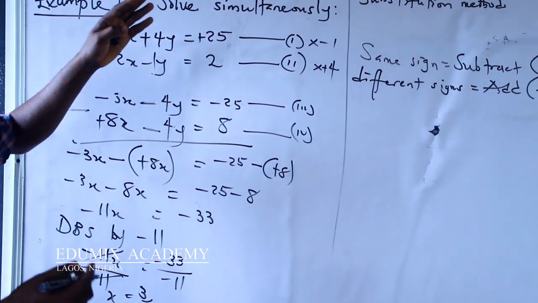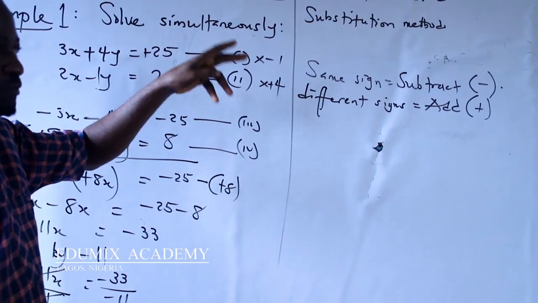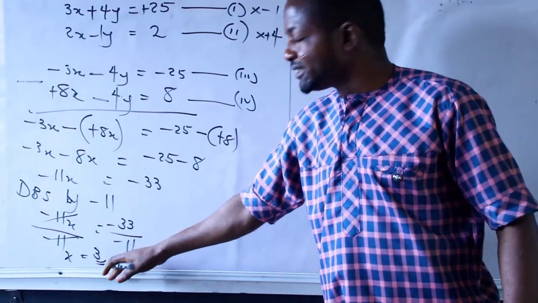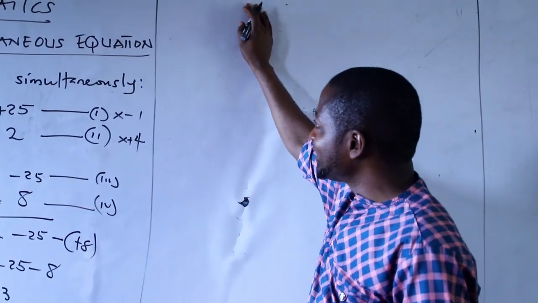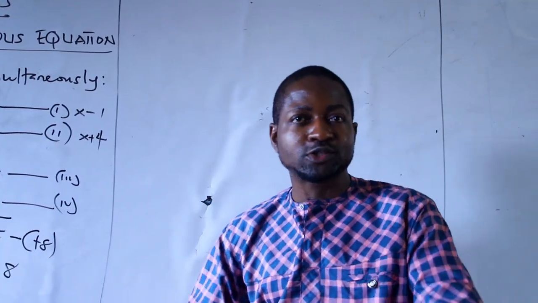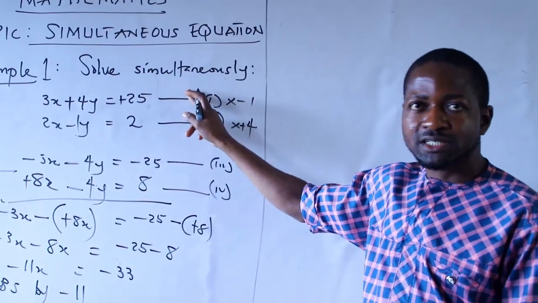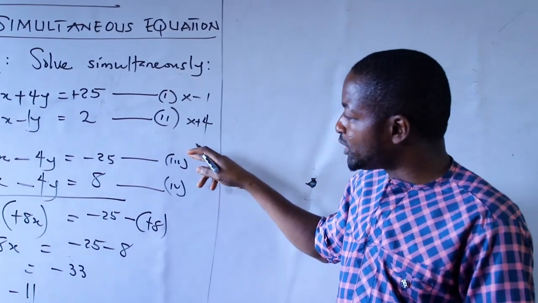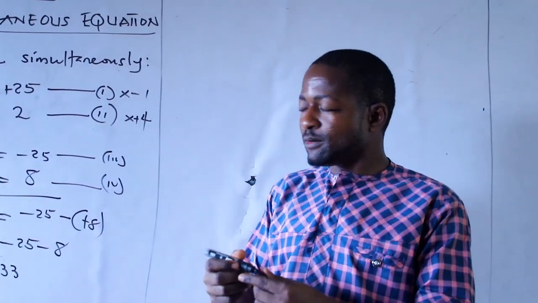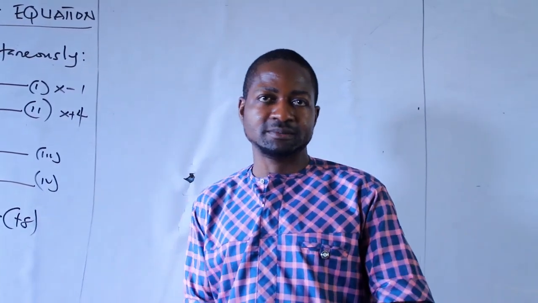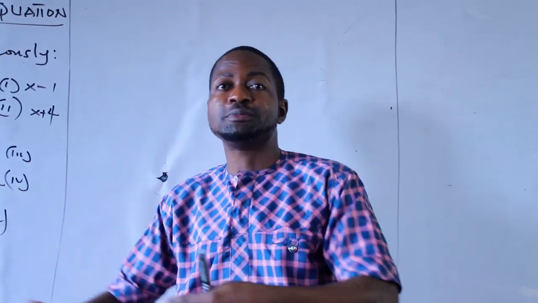Okay, now we don't have a lot of space, so I'm going to move to the other side of the board. So now we've gotten the value of x to be 3. Now it's time to get the value of y. To get the value of y, all we need to do is to substitute the value of x into either equation 1, equation 2, equation 3, or equation 4. Now, when it comes to simultaneous equations, it's one of the most interesting topics in mathematics because you have a lot of choices to make.